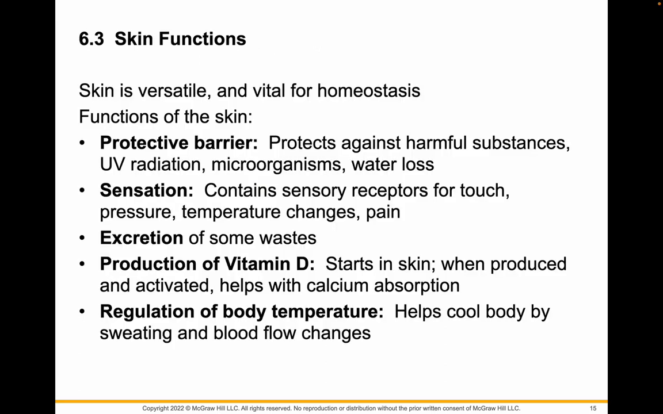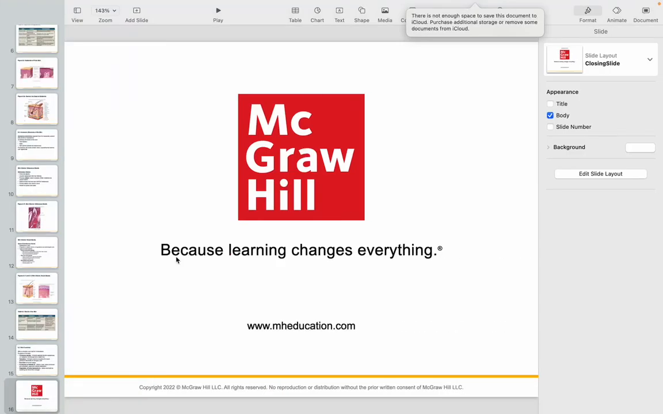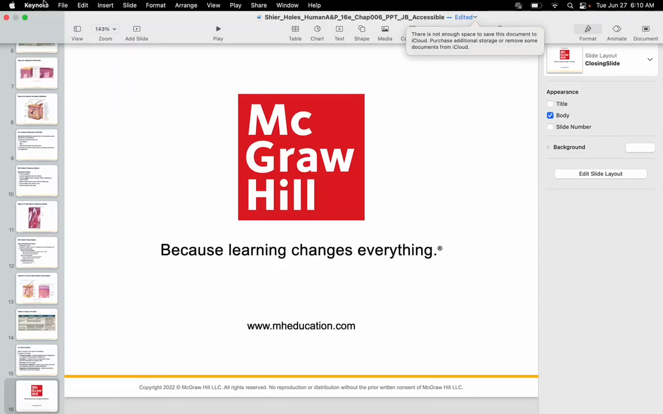Don't forget, the purpose of your skin is to protect you, allow you to sense information in the environment. It does get rid of some waste. Remember, this is where vitamin D is made so that you can absorb calcium and not have rickets. And it helps regulate body temperature by erecting the hair with the smooth muscle on the hair follicle, and also releasing sweat to reduce temperature. And that's all on chapter 6.